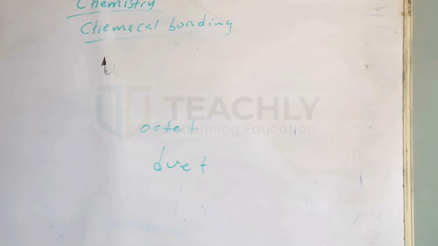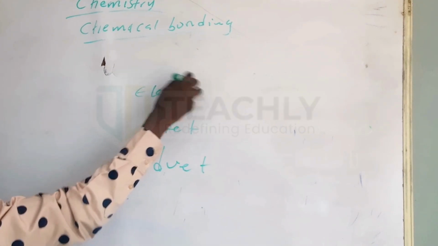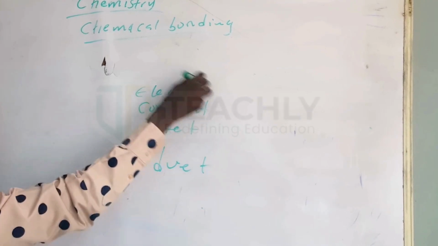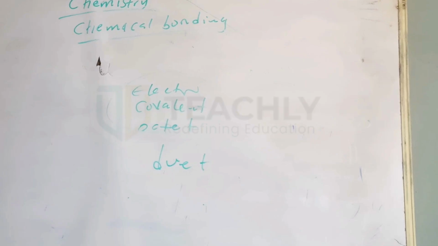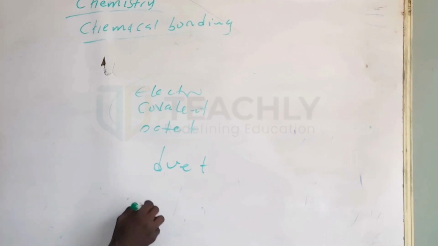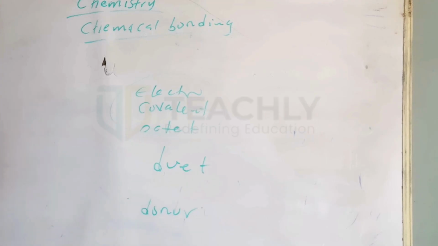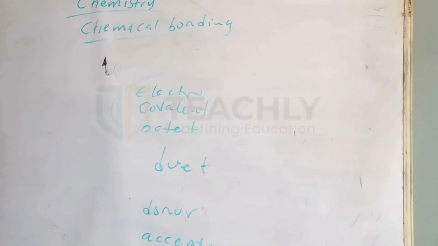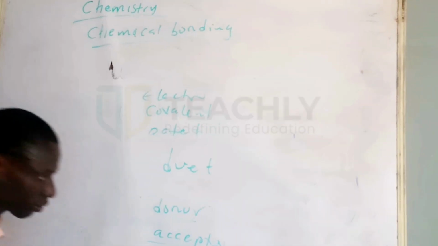And in our previous class, we looked at the types of chemical bonding, such as electrovalent and covalent bonding. In those classes we said electrovalent bonding deals with a transfer of electron, where the one that transfers electron is the donor, and the atom that receives electron is referred to as the acceptor. So there is transfer of electron from donor to acceptor.